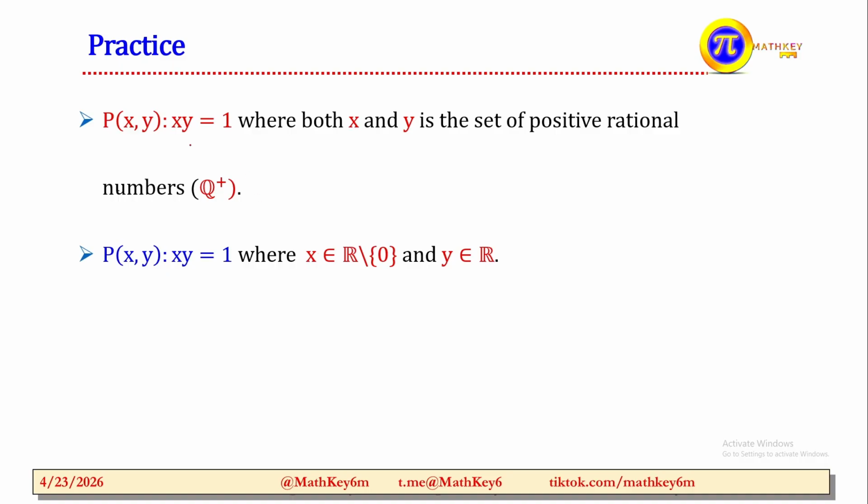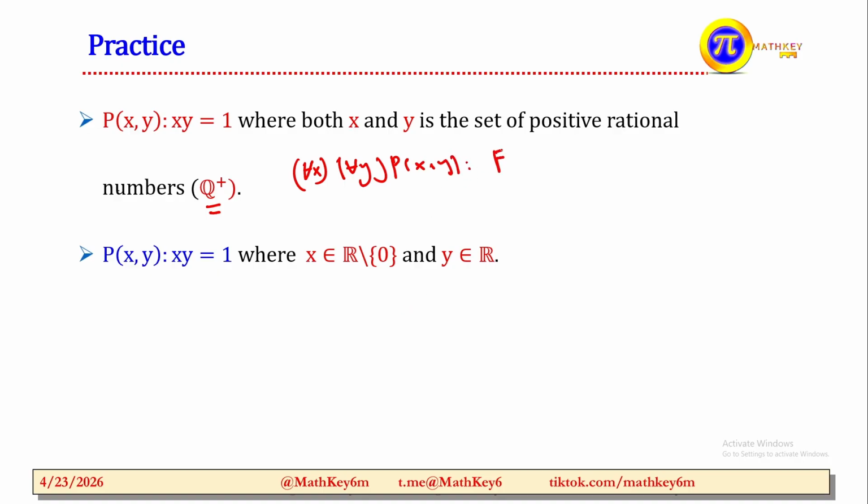Let us see. It says that p of x times y equals 1 where both x and y are in the set of positive rational numbers. If it is a positive rational number, what can you say about for all x for all y of p of x y? Does it work for all? You can consider this. Is it true or false?